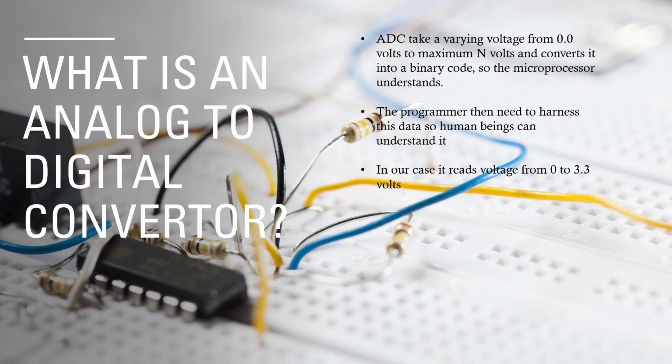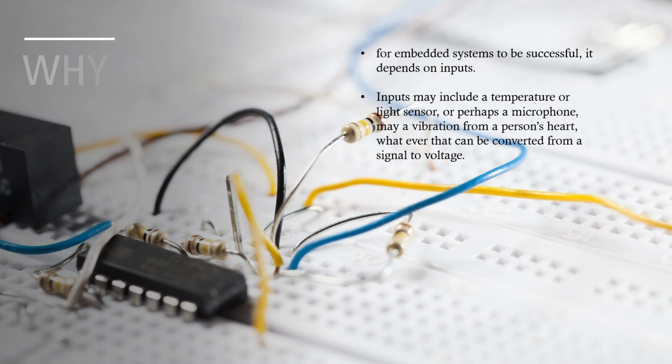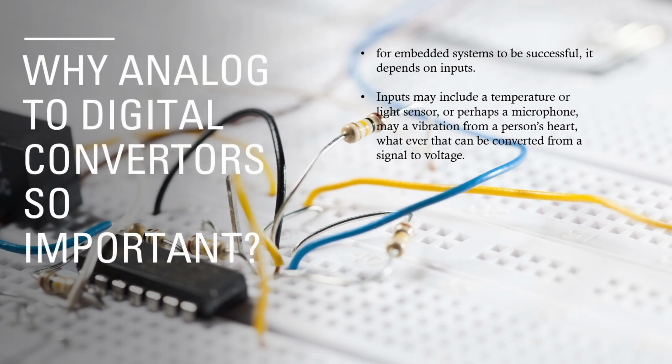In our case, we're using it to read from 0 to 3.3 volts. There are other analog converters that go from 0 to 5 volts, 0 to 10 volts. That's why it's a maximum of n volts. All right, so why is the analog converter so important?